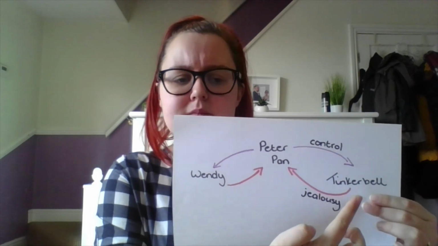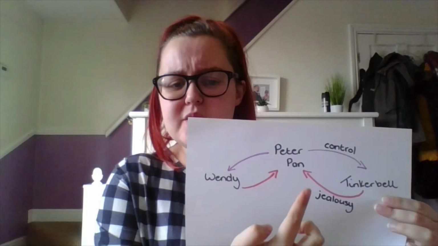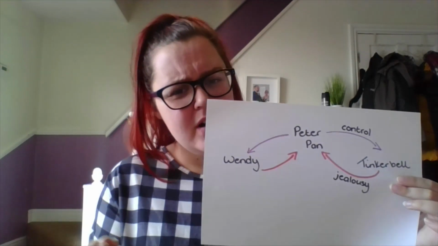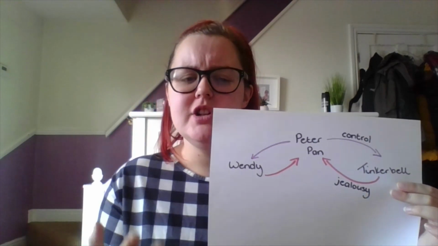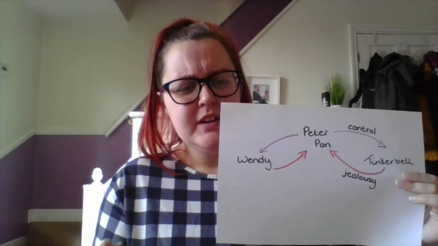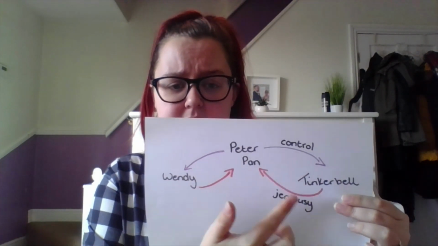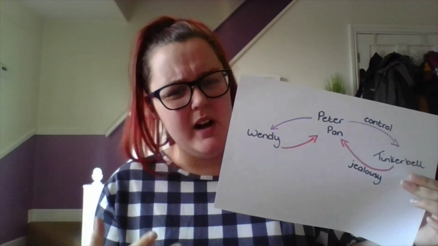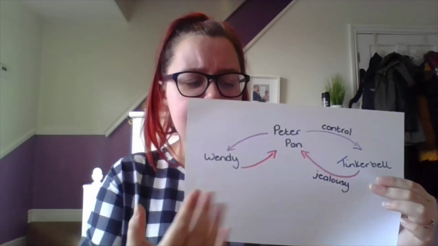And then I thought, I can't really use control to describe how Tinkerbell feels about Peter Pan because she's not the person in control in that relationship. So I've sat back and I thought, well, actually, she doesn't feel the same way that Peter Pan feels. So I've done an arrow from Tinkerbell back to Peter Pan. So that's my red arrow. And I've written the word jealousy because I thought that was quite a nice word to describe how I think she might feel about Peter Pan.